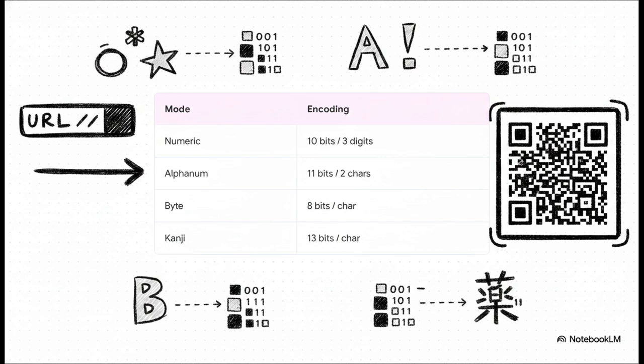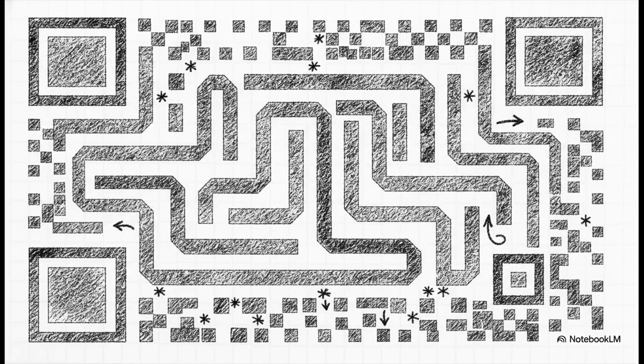To really understand the sheer power of this, consider that a massive version 40 QR code can hold over 7,000 numeric characters, or nearly 3,000 alphanumeric characters. To put that into perspective, you could quite literally compress an entire page of text from a novel into a digital space the size of a postage stamp. It's wild.